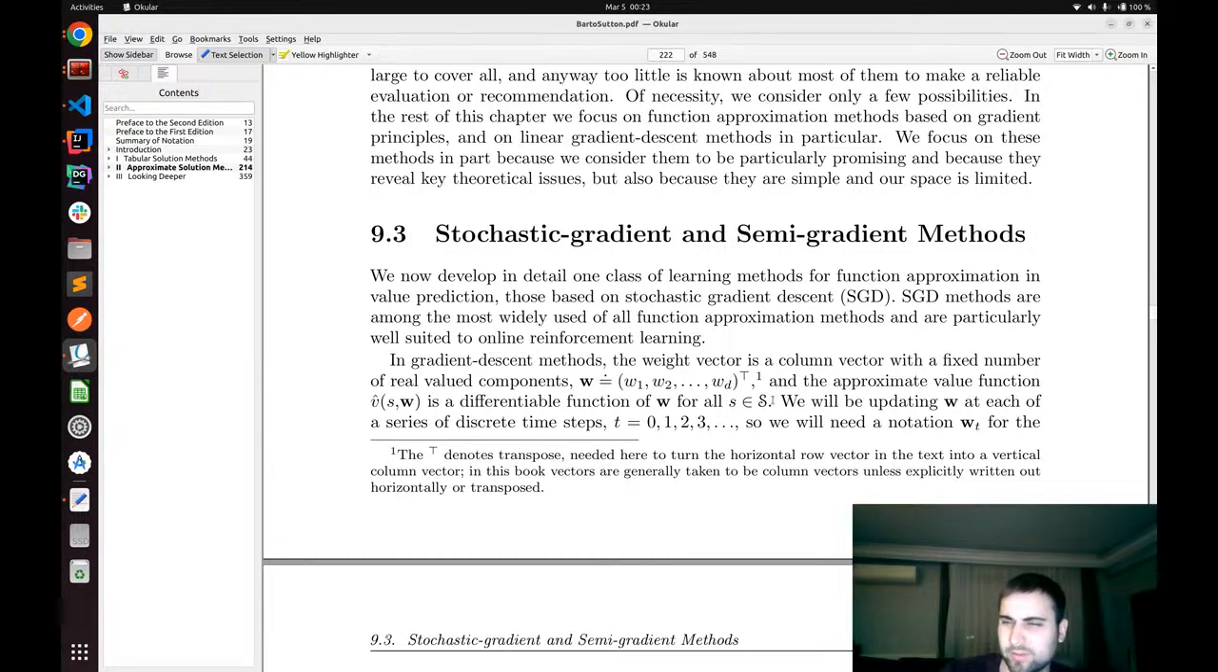What does that even mean? It's a differentiable function, a function of w.